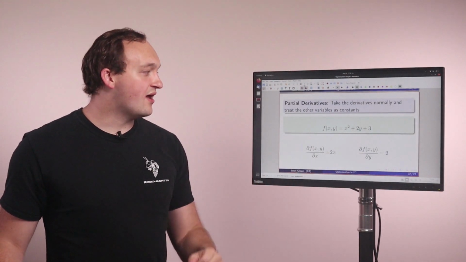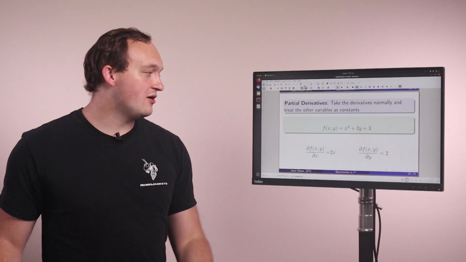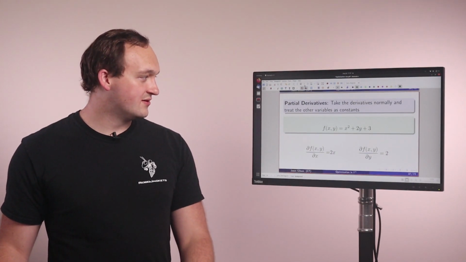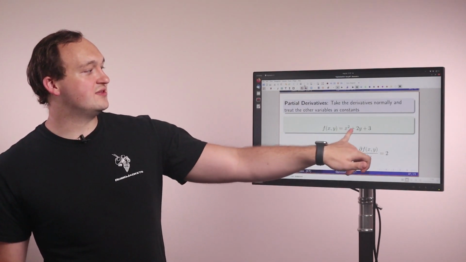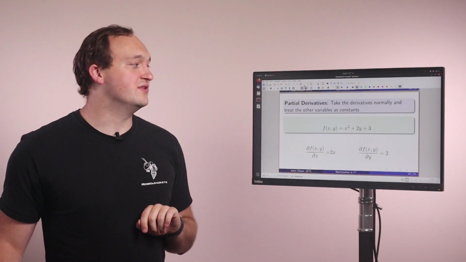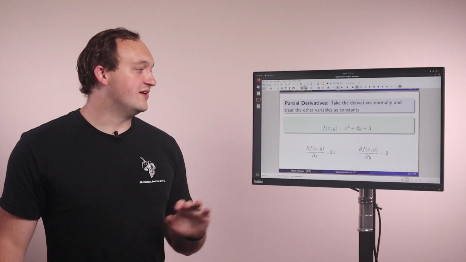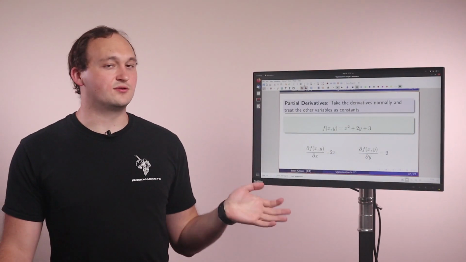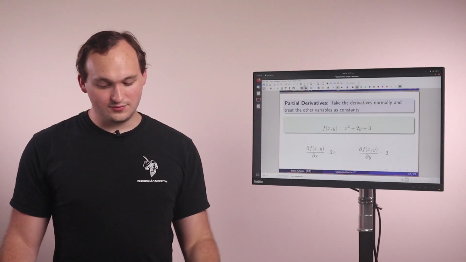So let's say we have some f of x comma y, which is x squared plus 2y plus 3. If I was to take the partial with respect to x, I would get 2x because I would treat this 2y as a constant, and it would go to 0 when I take the derivative. And if I take the partial with respect to y, this x squared will be treated as a constant, so it'll go to 0, and I'm just left with 2.